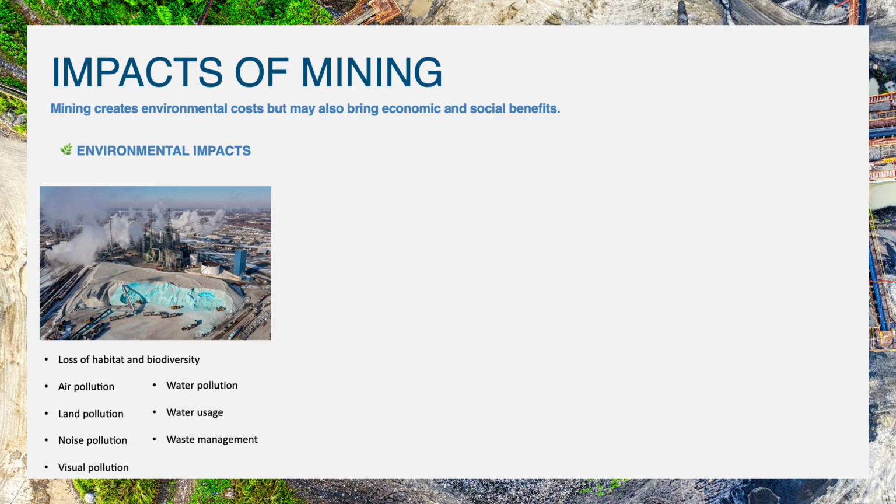So under environmental impacts, there are quite a few that you can name, and I'm just going to talk through them very quickly. Loss of habitat and biodiversity is clearly a good one to start with, because when mining begins, they have to clear vegetation. This will then destroy the habitats, meaning plants and animals will lose their place to live, their place to feed and reproduce. And when habitats are destroyed, biodiversity decreases because fewer species can survive in the area.